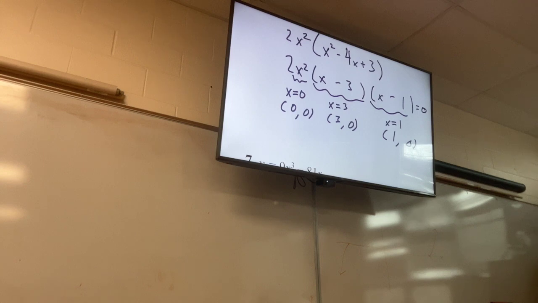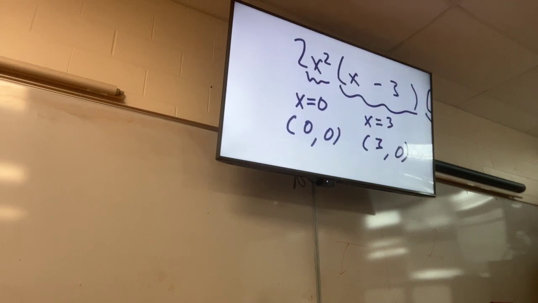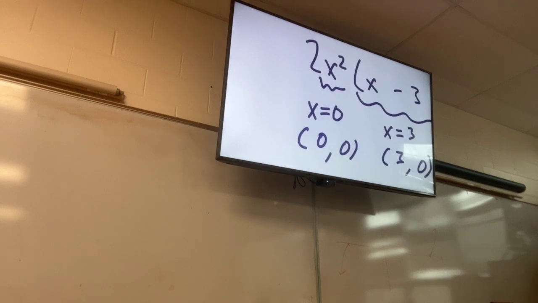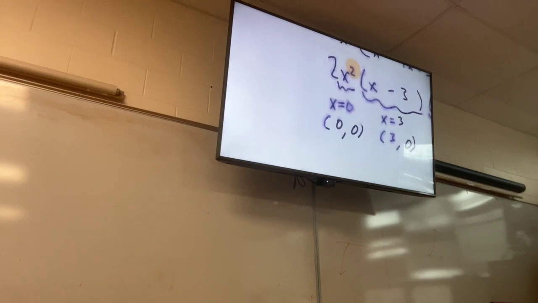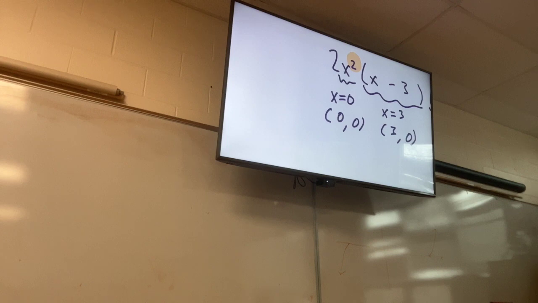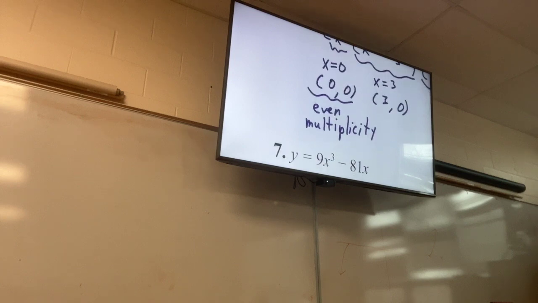I'm on the right track. So let's look at this factor, the factor that gave us the solution x equals 0. What's the exponent on that? 2, right? What's 2, even or odd? So this 0 right here has even multiplicity. Okay? What that means is the graph bounces off that 0. It bounces off that point. It does not go straight through it.